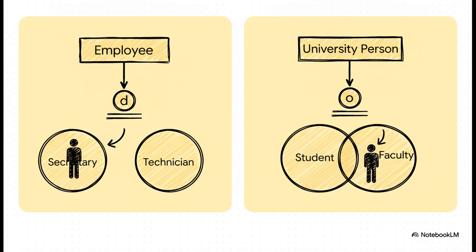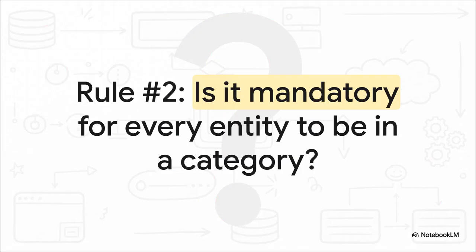This is a both-and world. An entity can be a member of more than one subclass. The classic example is a university, where one person could totally be both a student and a faculty member at the same time. Okay, that was the first rule.